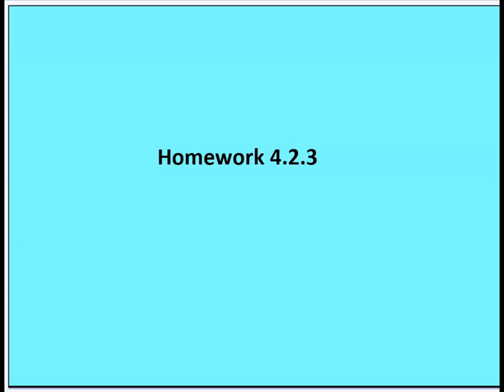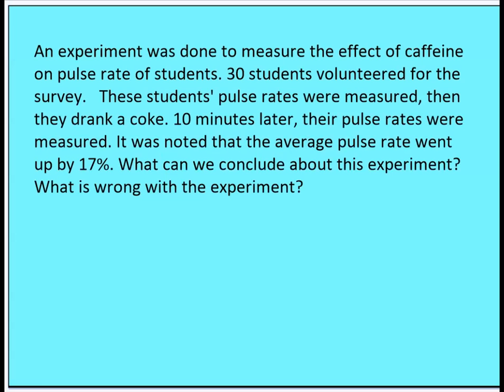Okay, this brings us to your third set of homework. An experiment was done to measure the effect of caffeine on pulse rate in students. 30 students volunteered for the survey. These students' pulse rates were measured, then they drank a Coke. 10 minutes later, their pulse rates were measured. It was noted that the average pulse rate went up by 17%. What can we conclude from this experiment, and what is wrong with the experiment?